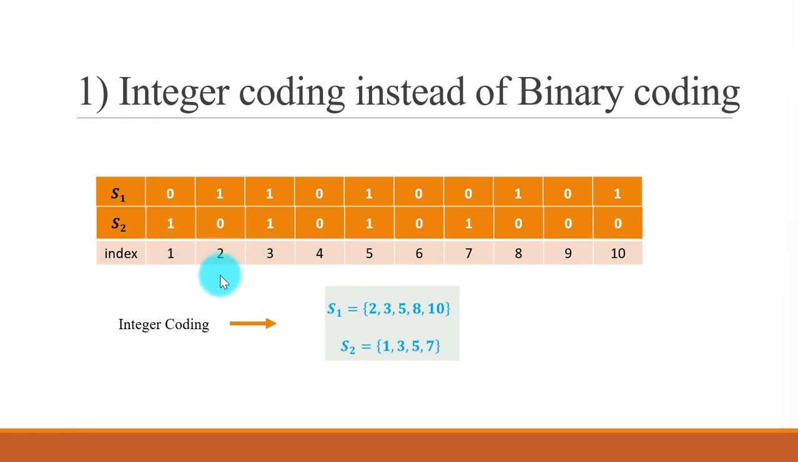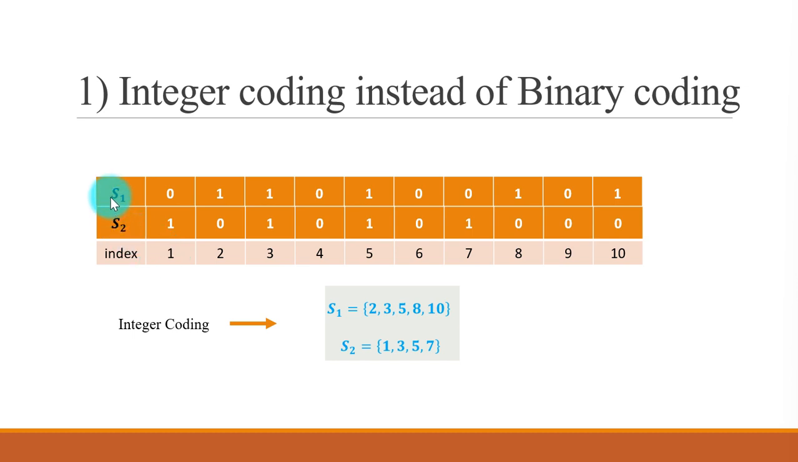Unlike binary coding, in integer coding we use the indexes of the corresponding features. For example, 2 means the second feature is selected, 1, and here the index of the third feature, 3. We use the indexes of features directly instead of 0 or 1 as in binary coding. 2, 3, 5, 8, and 10.